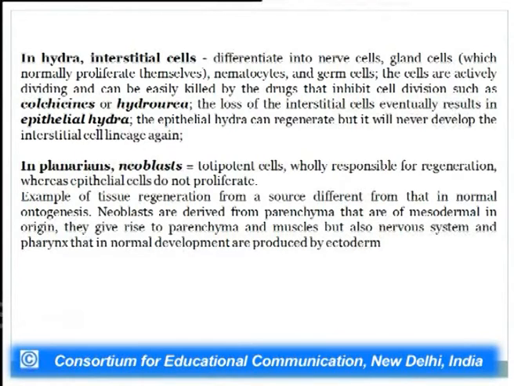The loss of the interstitial cells eventually results in epithelial hydra. The epithelial hydra can regenerate, but it will never develop the interstitial cell lineage again. However, in planaria, there are totipotent cells called neoblast cells, and they are wholly responsible for the regeneration, whereas epithelial cells do not proliferate.